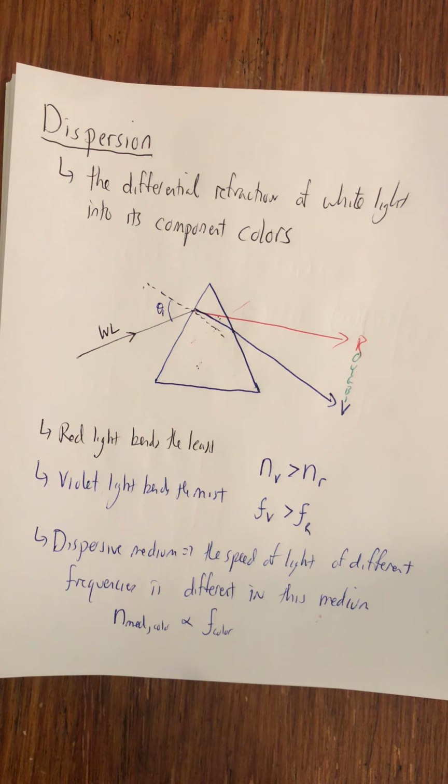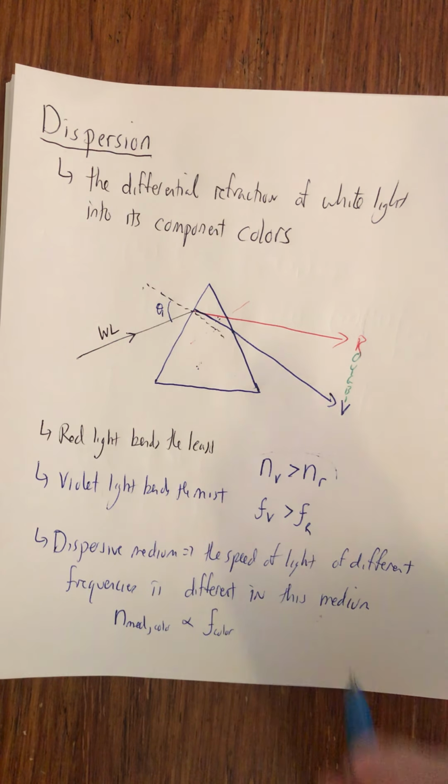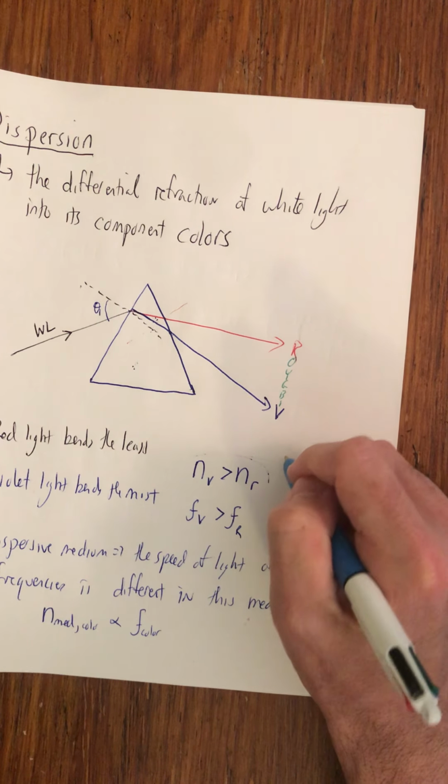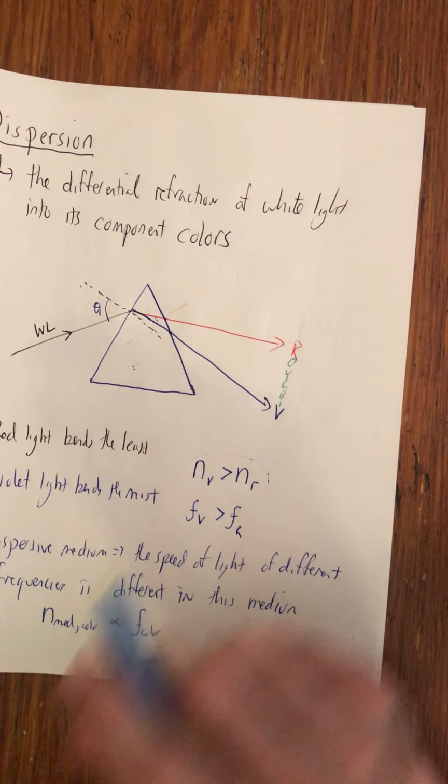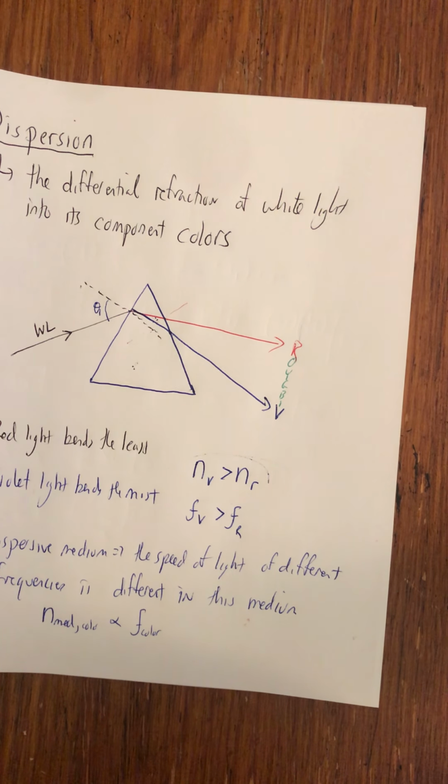Now, by the way, when I say higher, I don't really mean that much higher. Say, for example, we're talking water. Water is a dispersive medium. We said that the n for water was 1.33.